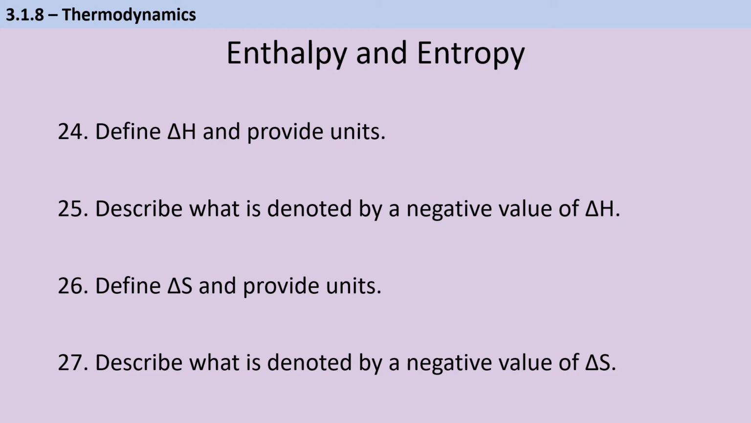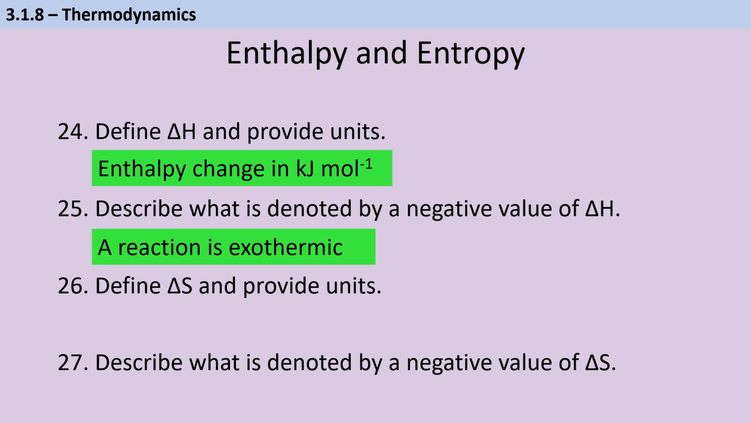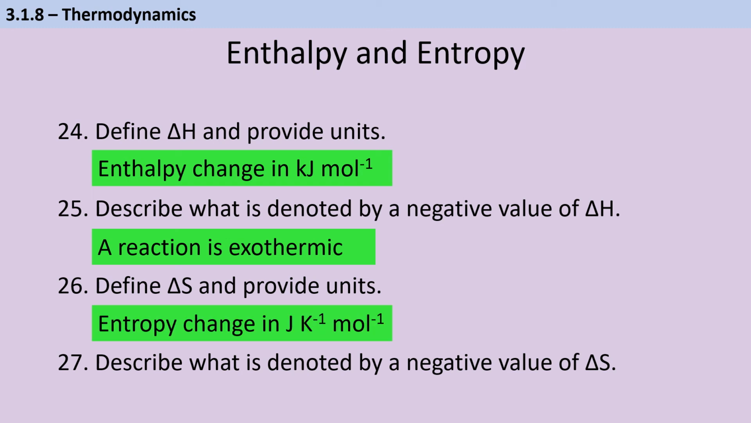Delta H is an enthalpy change and it's measured in kilojoules per mole. A negative value of delta H tells you that a process is exothermic, or that it gives out energy to the surroundings. Delta S is the change in entropy, and this is measured in joules per Kelvin per mole. A negative value of delta S tells you that a system is becoming more ordered.